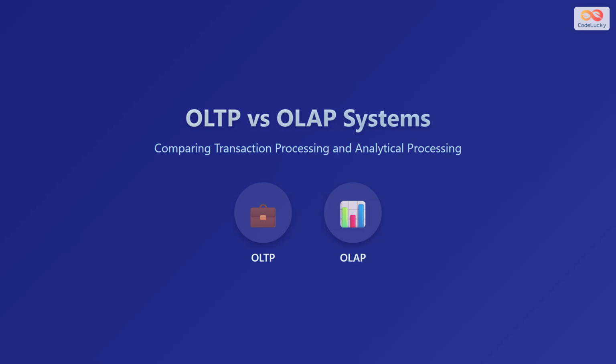Welcome to a detailed comparison of online transaction processing, or OLTP, and online analytical processing, or OLAP, systems. Understanding the differences between these two is crucial for designing efficient and effective data solutions. In this session, we will explore the key aspects of each system.